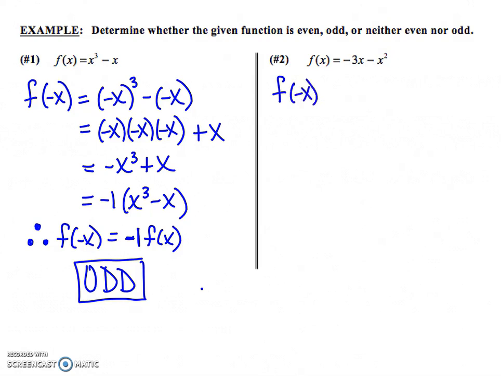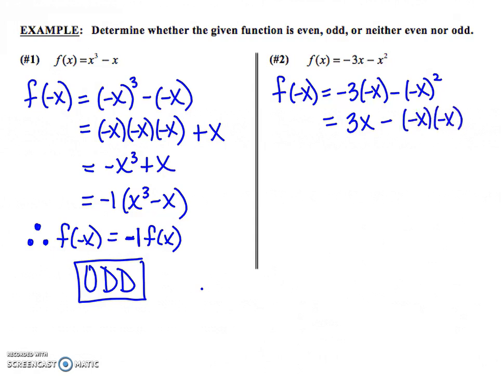In our last example, we are going to do the same thing. We are going to find f of negative x by plugging negative x in every location where we have x in our function. Be very careful here with your parentheses. And now we're going to simplify. Negative 3 times negative x is going to give us a positive 3x. And then we have our minus sign. And then negative x squared means negative x times negative x. So then we have 3x minus negative x times negative x, which is going to make positive x squared.